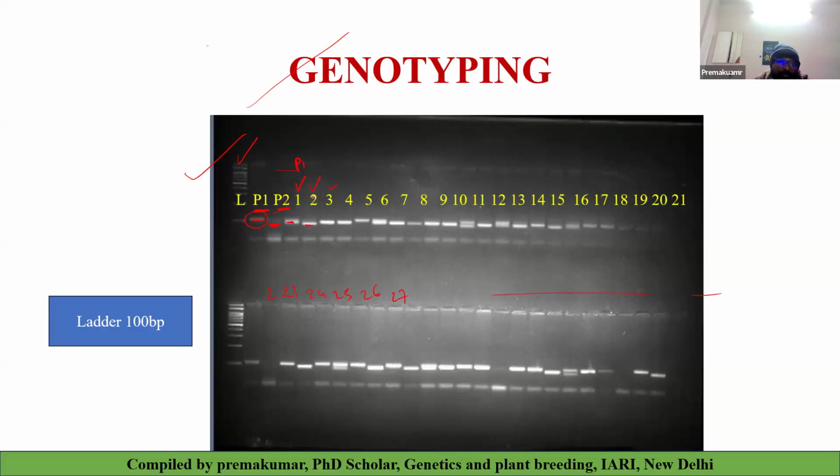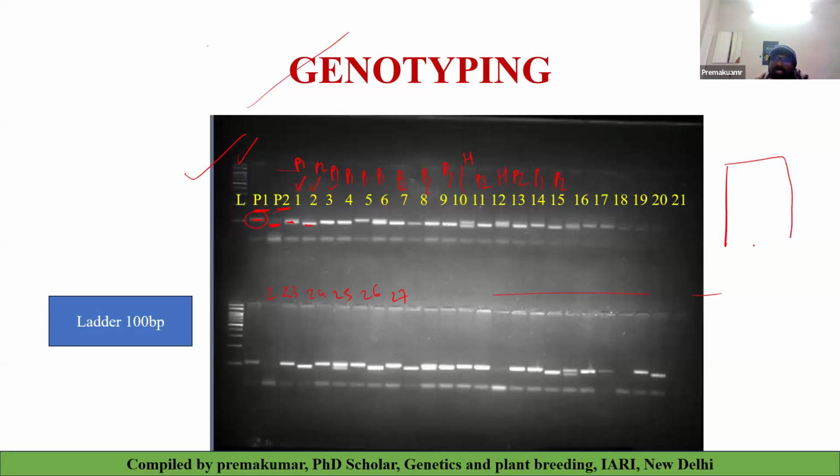This is parent 1, this is parent 2. Here, this is parent 1, this is parent 1. Sorry, this is parent 2, this is parent 2, this is parent 2. See, this is heterozygous. Two bands are there. This is heterozygous between these parents. Then this is parent 2, this is heterozygous, this is parent 2, this is parent 1, this is parent 2. Like this, you have to score the individuals.